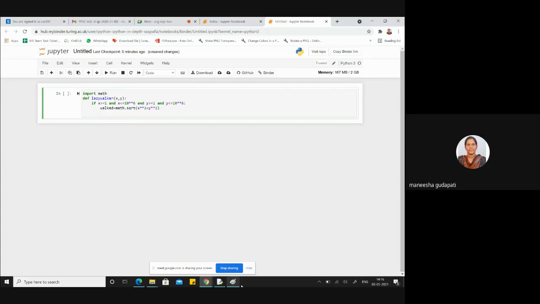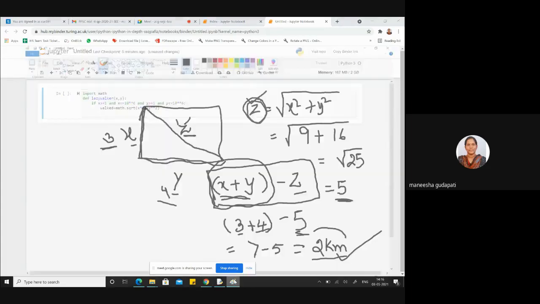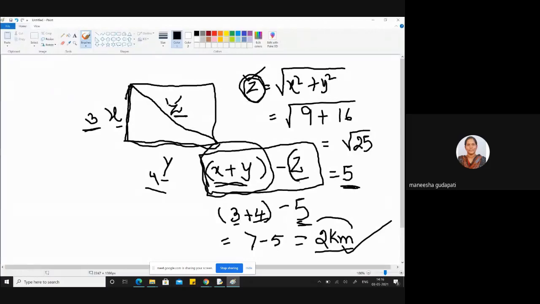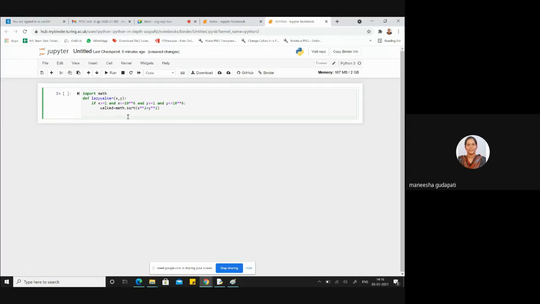After calculating the z value, I have calculated this z value, that means the walked value. Walked is equal to z. Then what is the next step you have to perform? You have to compare the actual intended distance with the actual distance he walked. So what do we have to return? The return of x plus y minus walk.